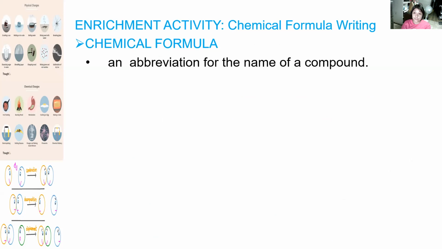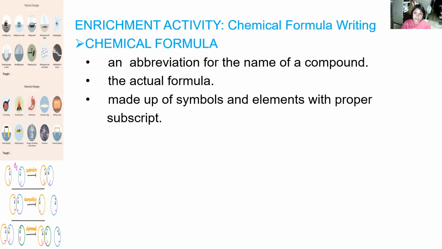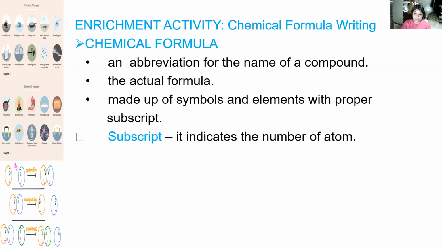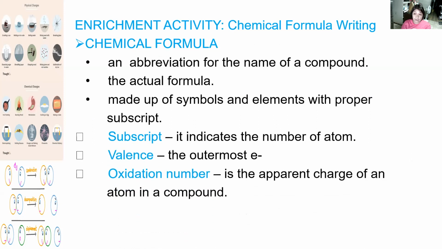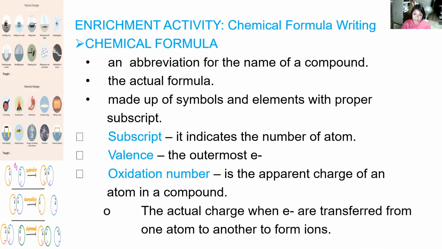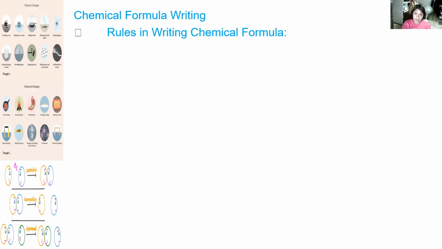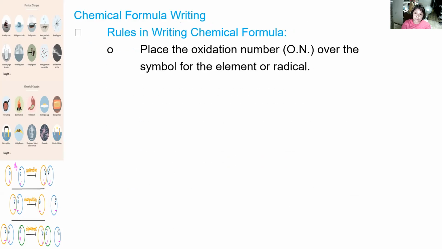For the enrichment activity, chemical formula writing. A chemical formula is an abbreviation for the name of a compound. The actual formula is made up of symbols of elements with proper subscripts. A subscript indicates the number of atoms. Valence is the outermost electron. Oxidation number is the apparent charge of an atom in a compound, the actual charge when electrons are transferred from one atom to another to form ions. These are the rules in writing chemical formulas.